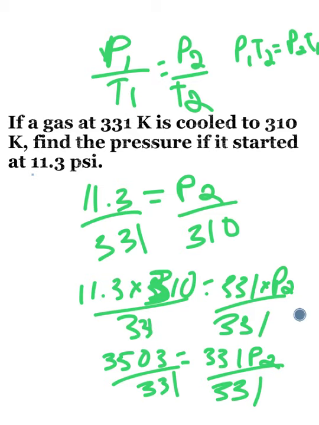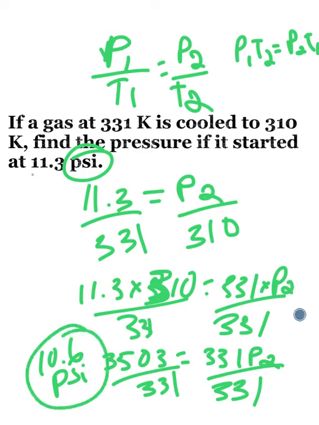Okay, so I see here 10.58, a bunch of numbers. So everything on here started out with 3, so I'm just going to round that to 10.6. And then in here, this was in PSI, so that's what I want to label it, match your pressure unit that they gave you. So the gas is cooled. If I look at my pressure now, it was 11.3, now it's 10.6. It was on here 331 and it dropped to 310.